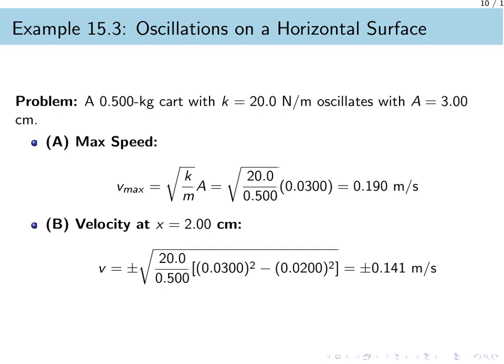0.190 meters per second. If we want to find the velocity at a specific position, like 2.00 centimeters, we use our position-based formula to find that the velocity is plus or minus 0.141 meters per second.